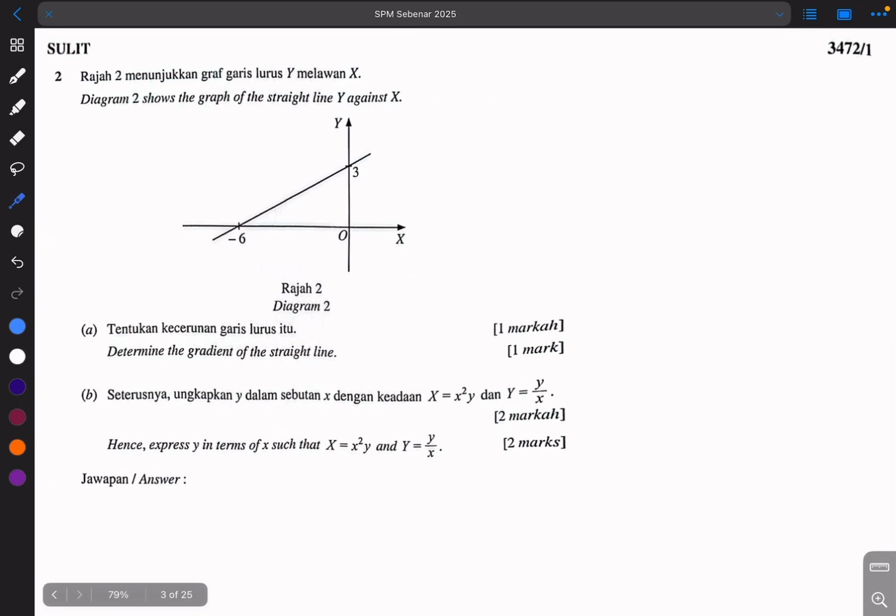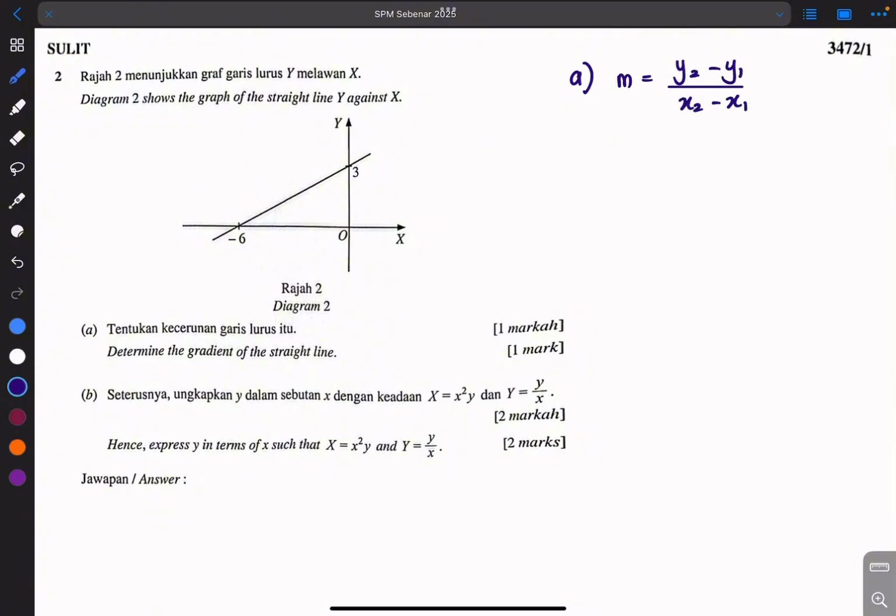Question 2. Diagram 2 shows the graph of straight line y against x. Determine the gradient of the straight line. Alright. So to find the gradient, we have one universal formula, which is y2 minus y1 over x2 minus x1. There is another simpler formula whenever we have intercepts, like this case. So the other formula will be negative y-intercept over x-intercept. Okay, let me show you both.